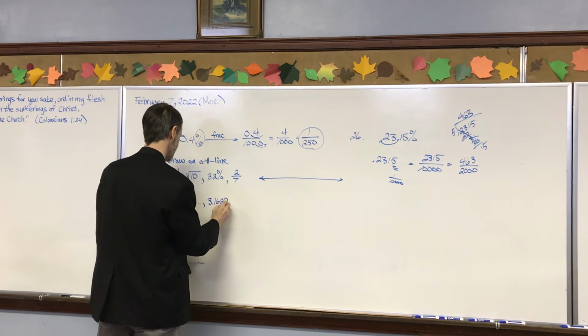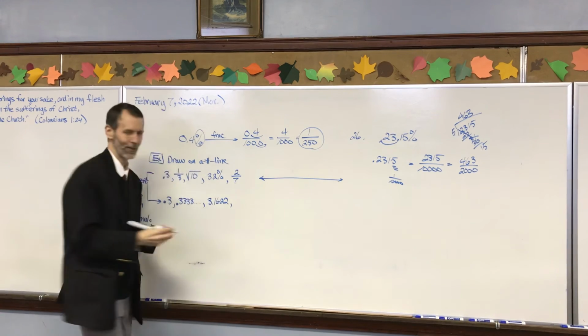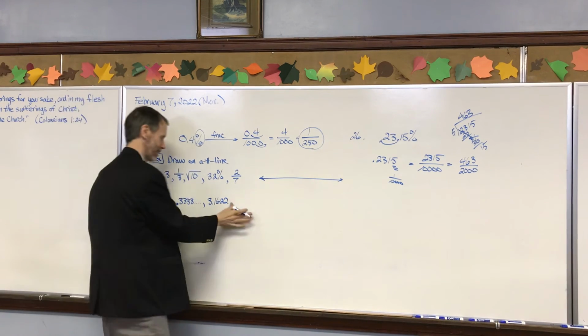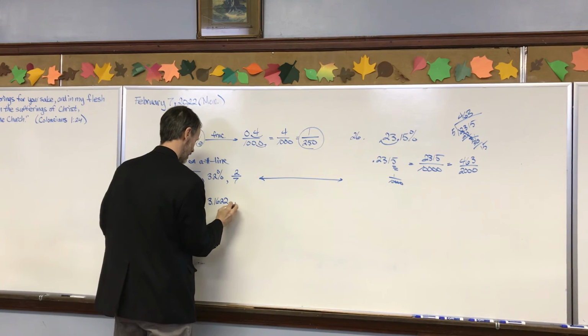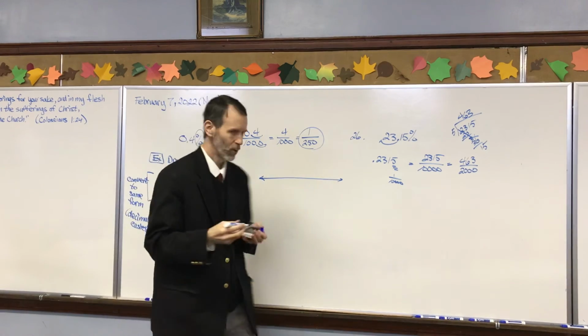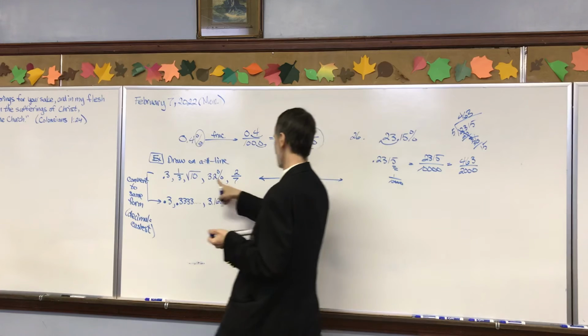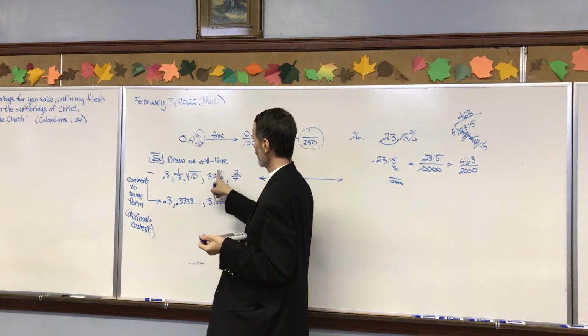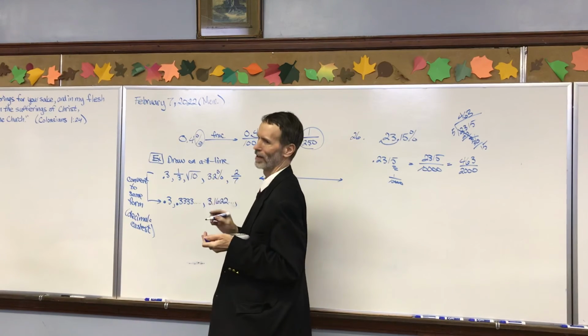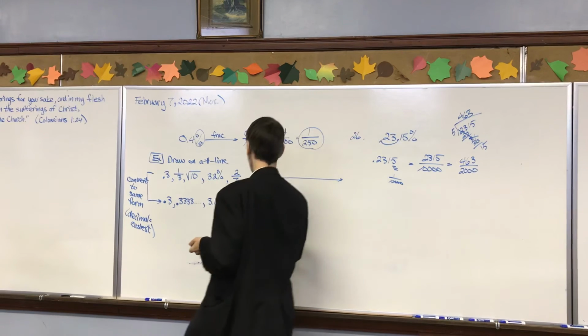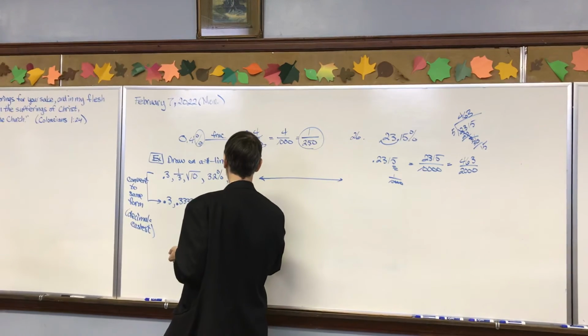3.1622. 3.1622, correct. You usually don't have to go bananas with this, it keeps going, blah, blah, blah. What's 32% as a decimal? What's the trick to going from percent to decimal? 0.32, good. You move the decimal over 2 to the left.